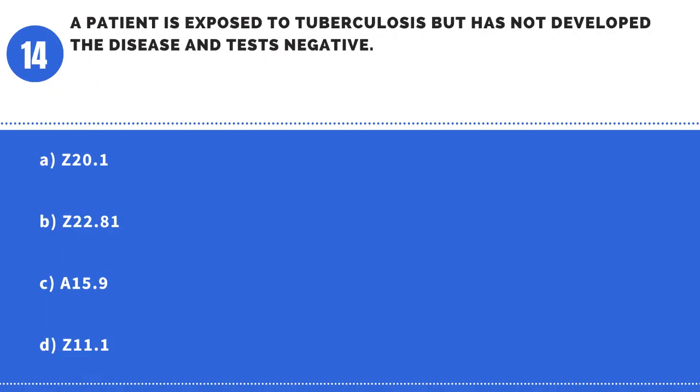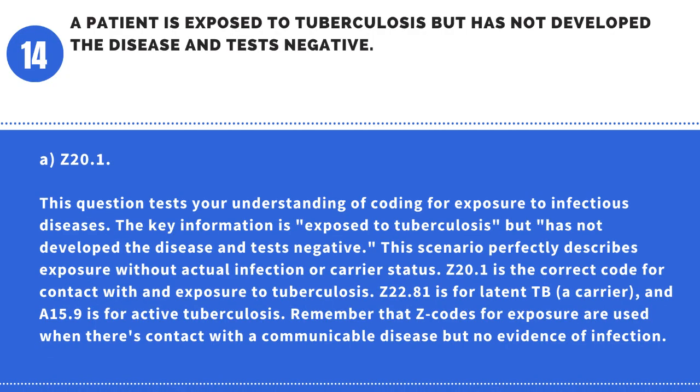Question 14. A patient is exposed to tuberculosis but has not developed the disease and tests negative. A. Z20.1. B. Z22.7. C. A15.9. D. Z11.1. Answer: A. Z20.1. This question tests your understanding of coding for exposure to infectious diseases.